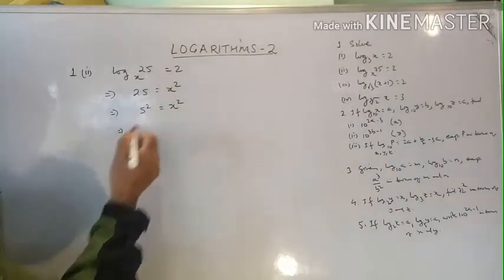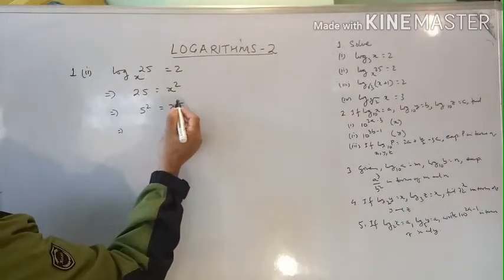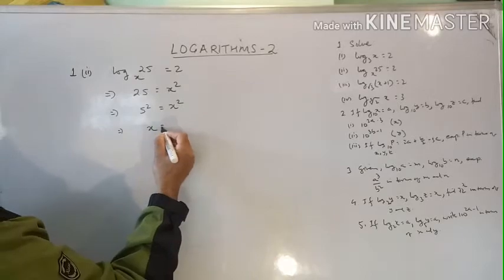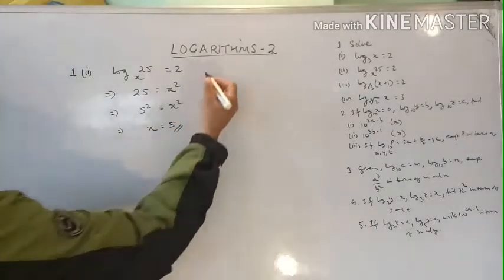So we apply the property of exponents. If exponents are equal, then the bases must be equal. So you get 5 equal to x, or you can write x equal to 5. So this is the answer. Now let's take part 3.